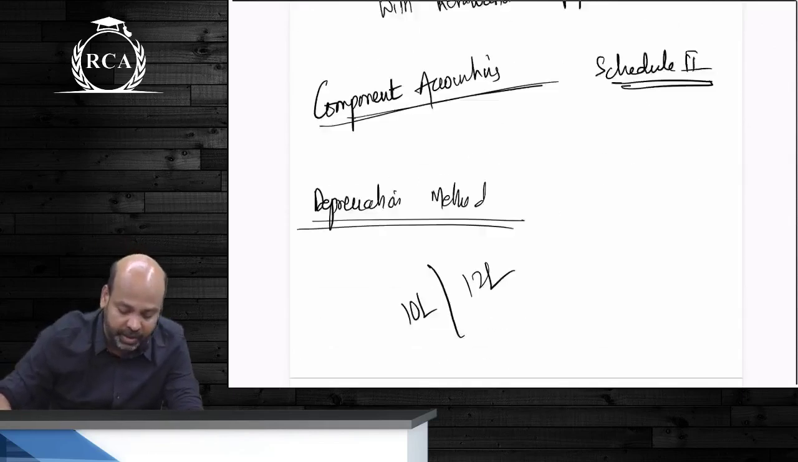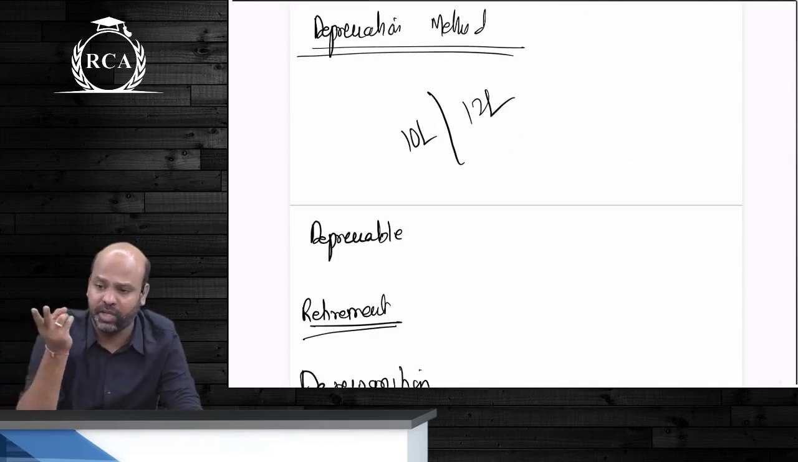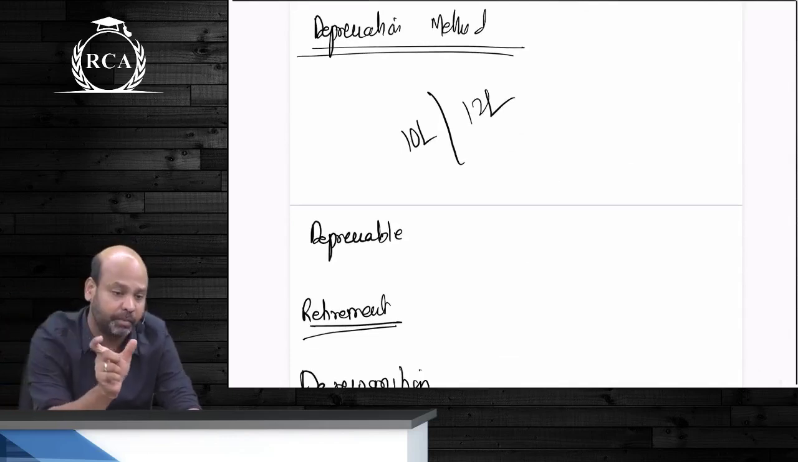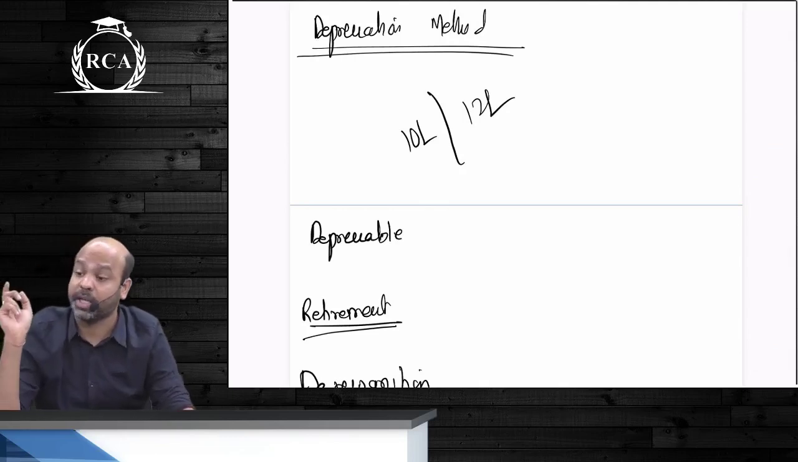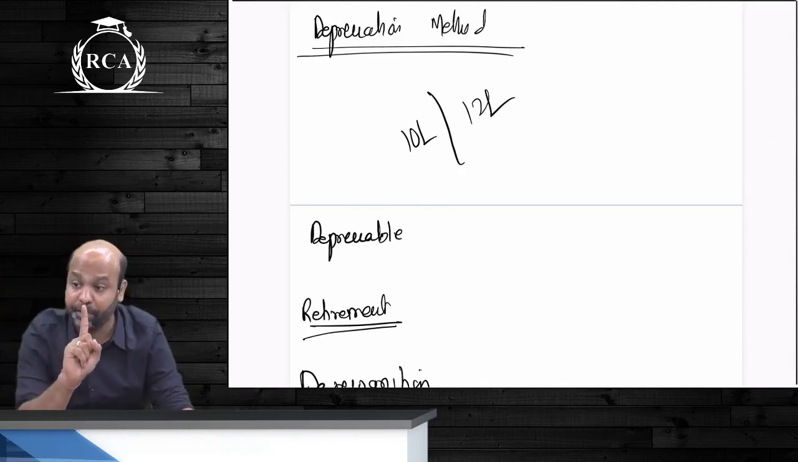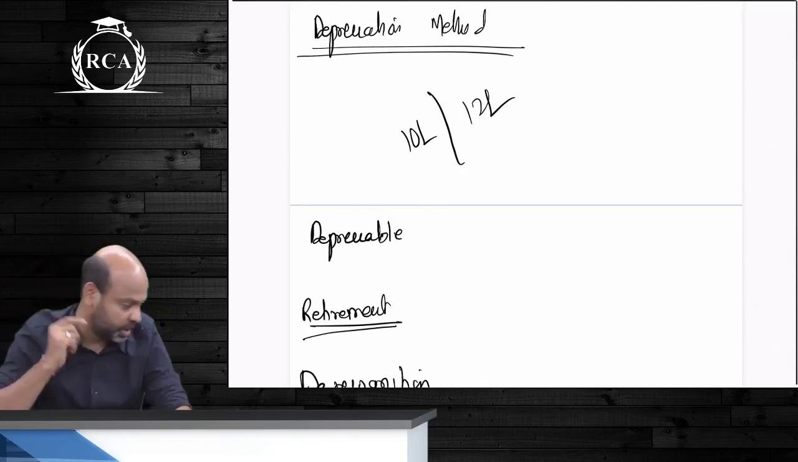As far as depreciation is concerned, to compute the amount of depreciation, you need the depreciable amount, the useful life, and the depreciation method. You need depreciable amount, you need useful life, and you need depreciation method.